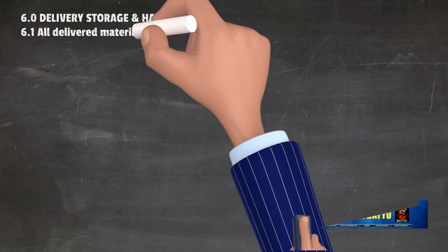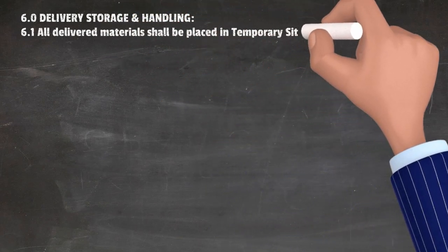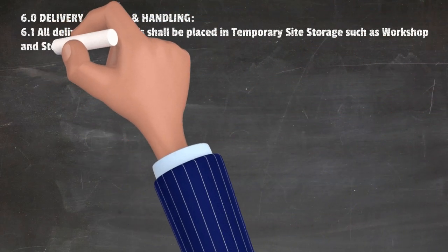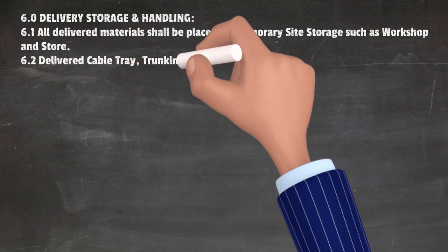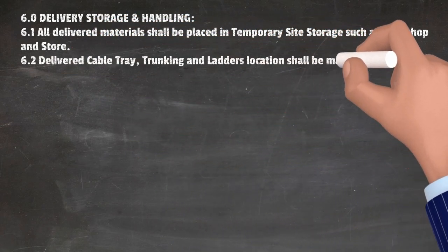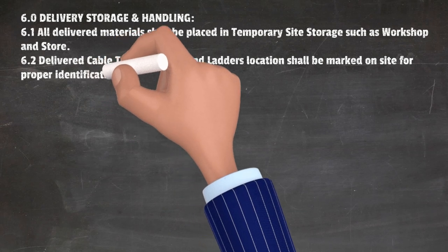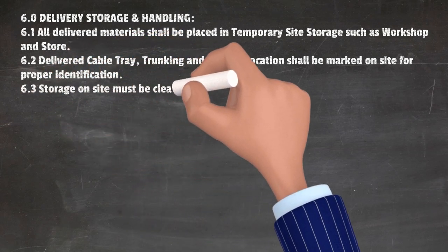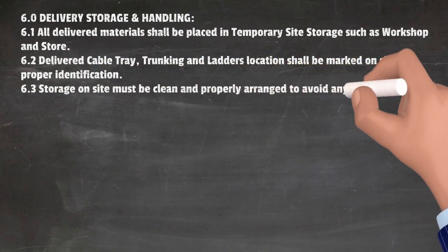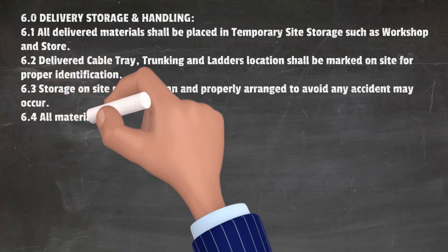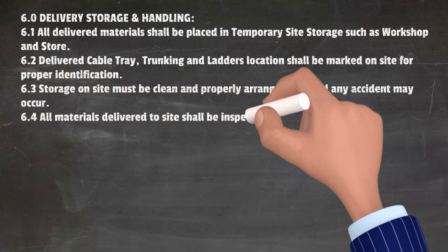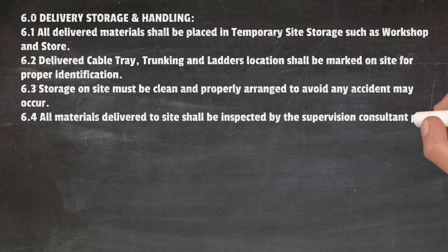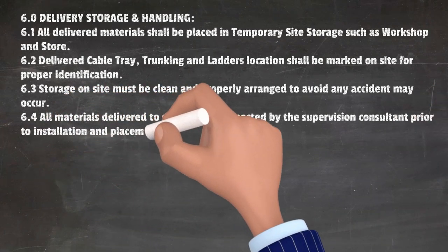Delivery, Storage and Handling. All delivered materials shall be placed in temporary site storage such as workshop and store. Delivered cable tray, trunking and ladders location shall be marked on site for proper identification. Storage on site must be clean and properly arranged to avoid any accident that may occur. All materials delivered to site shall be inspected by the supervision consultant prior to installation and placement in the work.